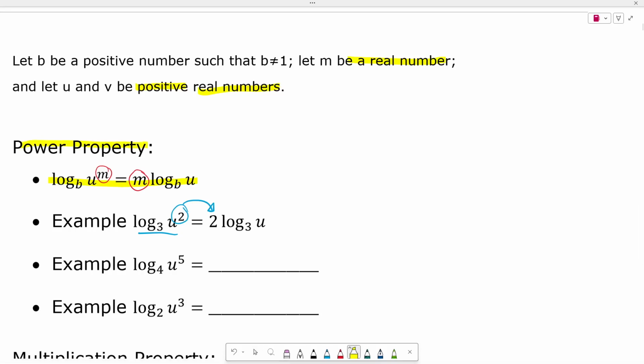It says log base 4 of u to the 5th. So we're going to rewrite this as 5 times the log base 4 of u. The next one, this 3 is going to come out front, so it'll be 3 log base 2 of u. Our power property.